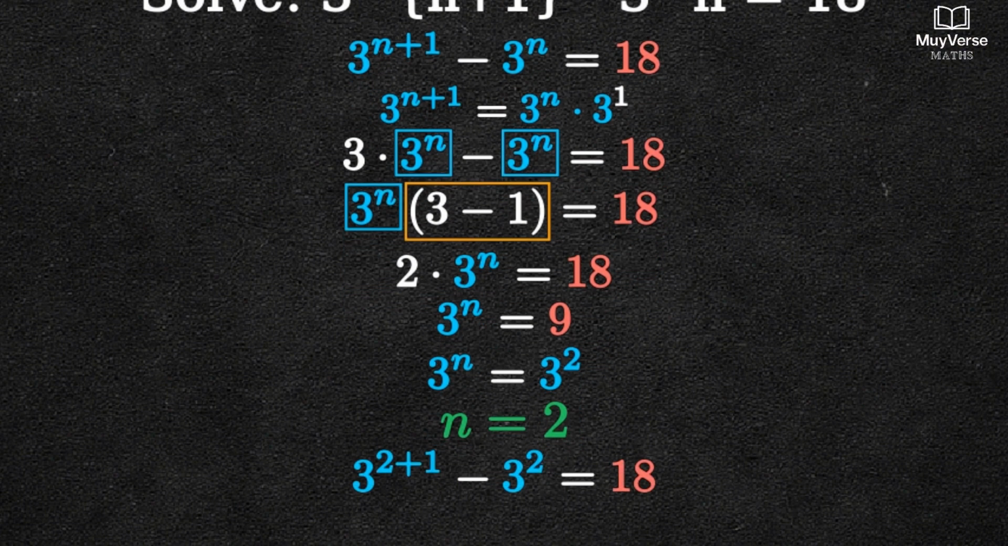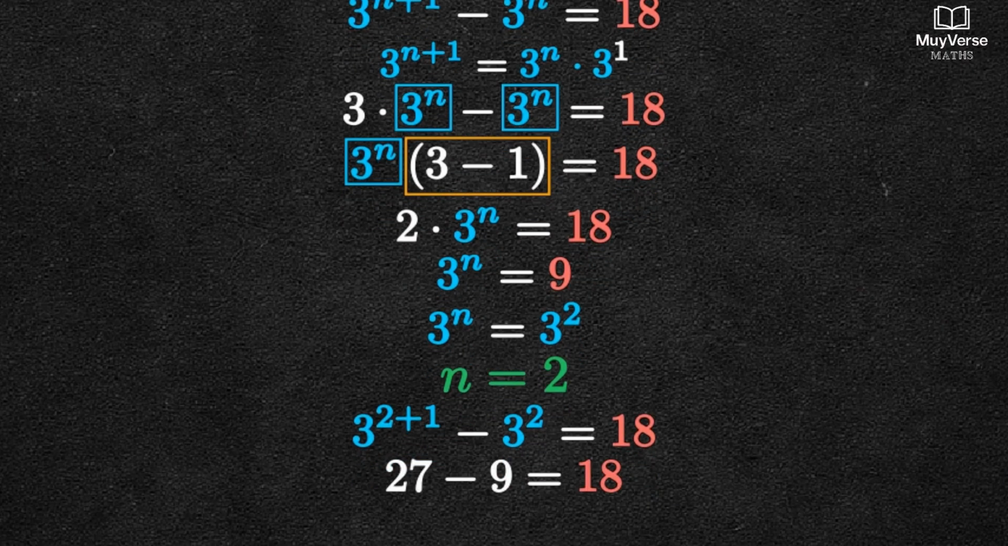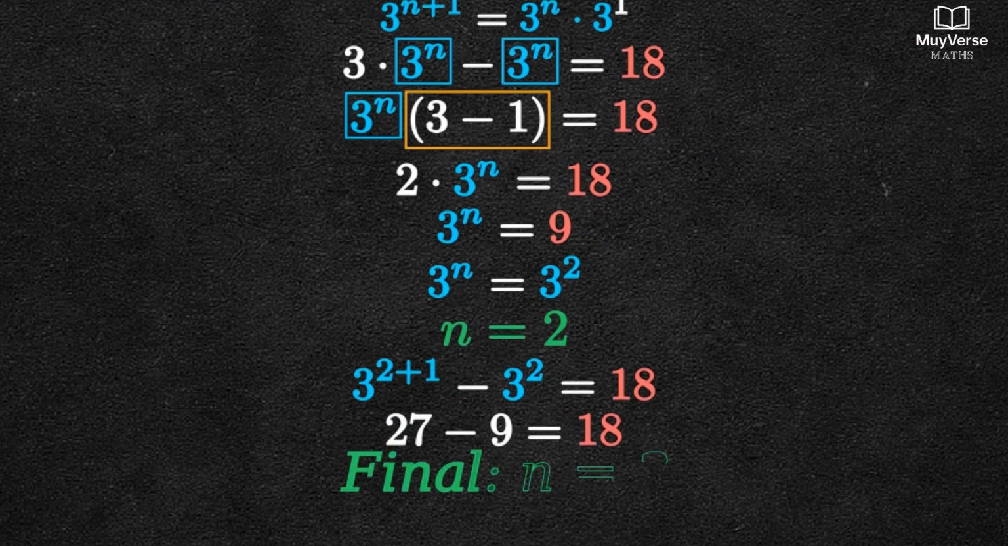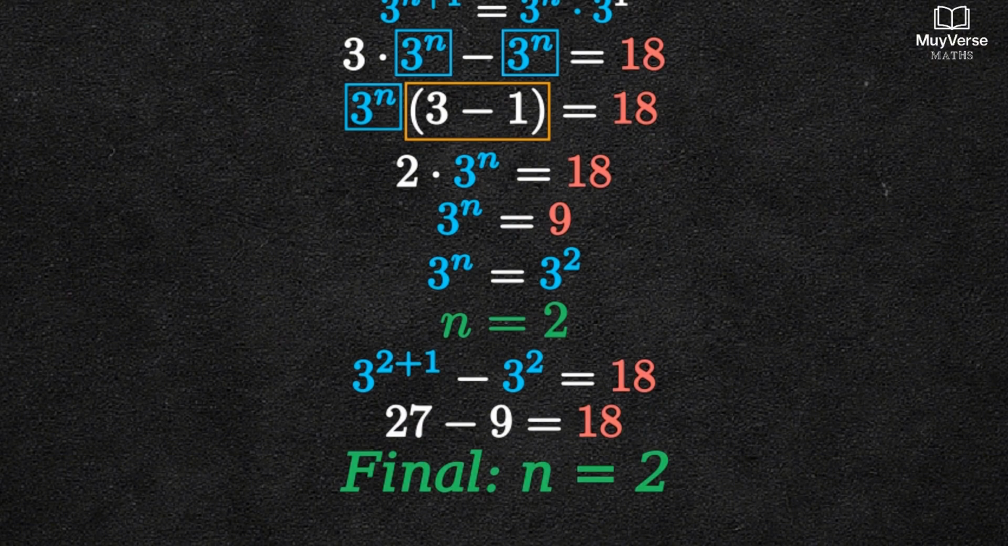Check. Substitute n equals 2. 3 to the power of 2 plus 1 minus 3 squared. That is 27 minus 9 equals 18. Verified. Final answer. n equals 2. Every step used basic exponent rules and clean algebra to isolate the power and compare exponents.